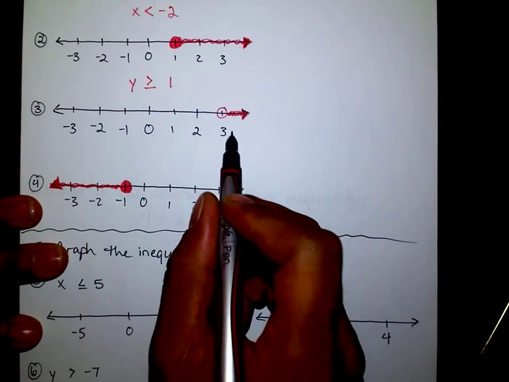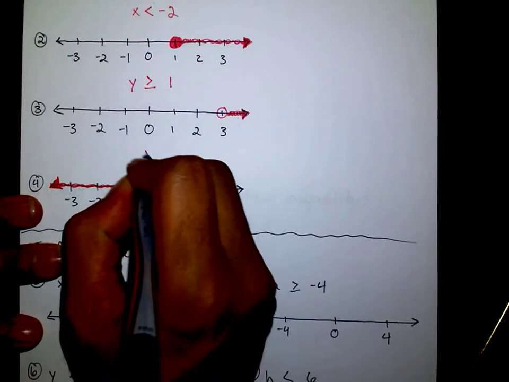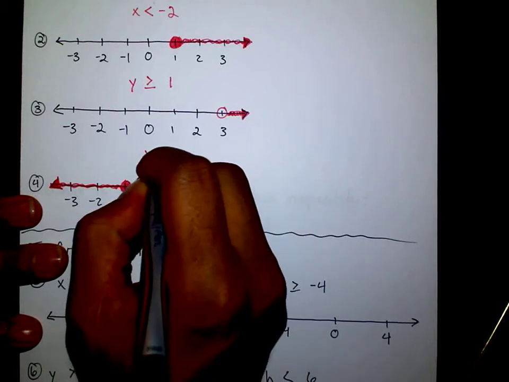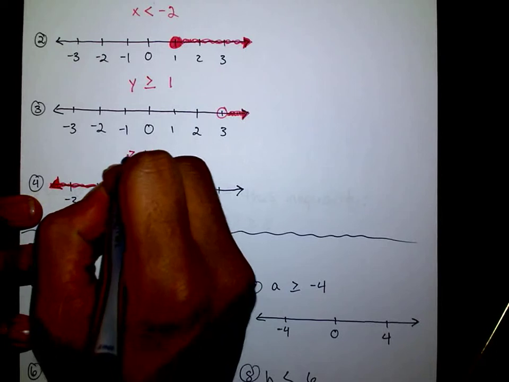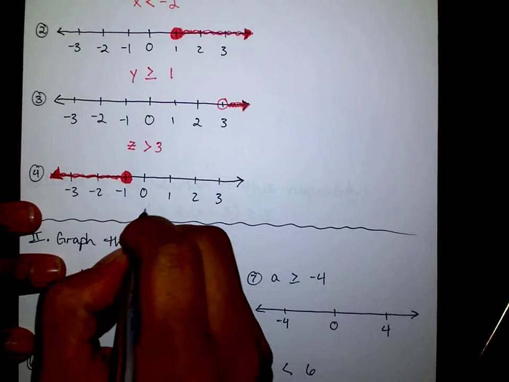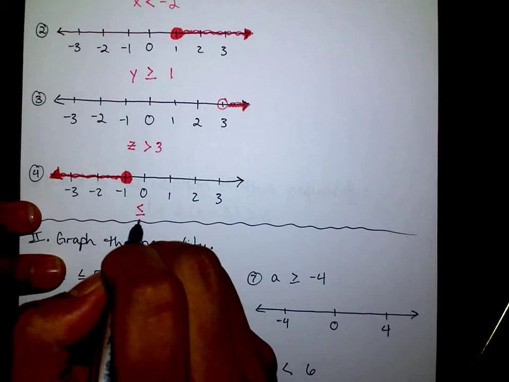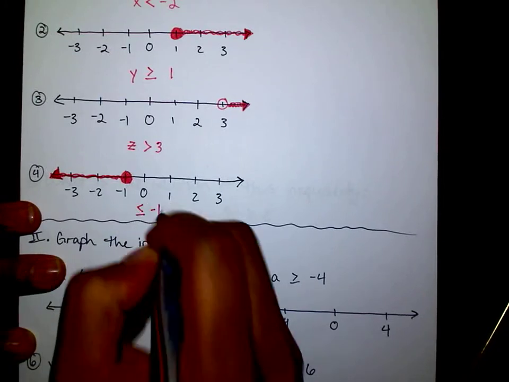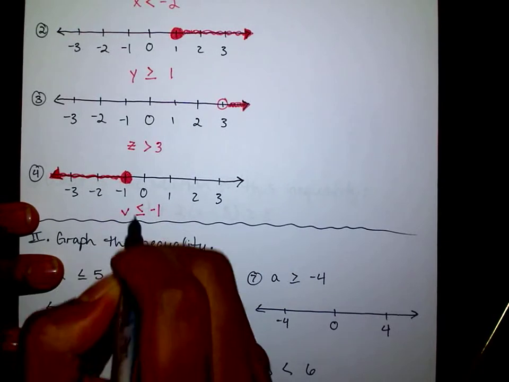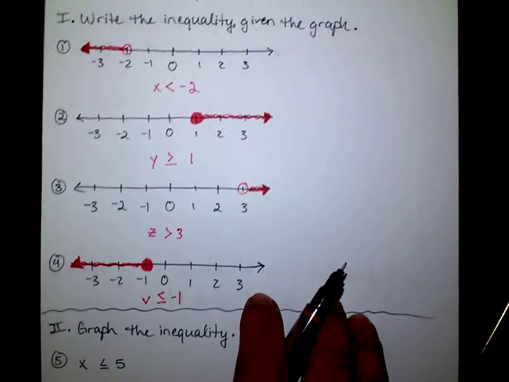And the next one here, it's open, so we don't have any line. It's going to the right, so it's going to be greater than. And the number's 3. And this one, we can just let that be z, x, y, z. This last one is closed. Get a line going to the left. Less than. The number is -1. Okay. And we'll let this one be v. Alright. Cool. That wasn't so bad.